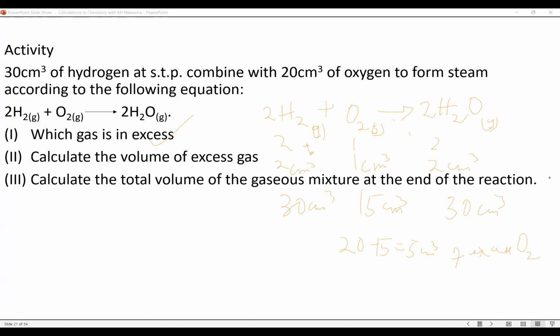In JAMB, they can ask, what is the volume of the residual gas? So that is another word you need to remember now: residual gas. That is the one thing they can call it, residual gas. Or they can ask you, what is the total volume at the end of the mixture?